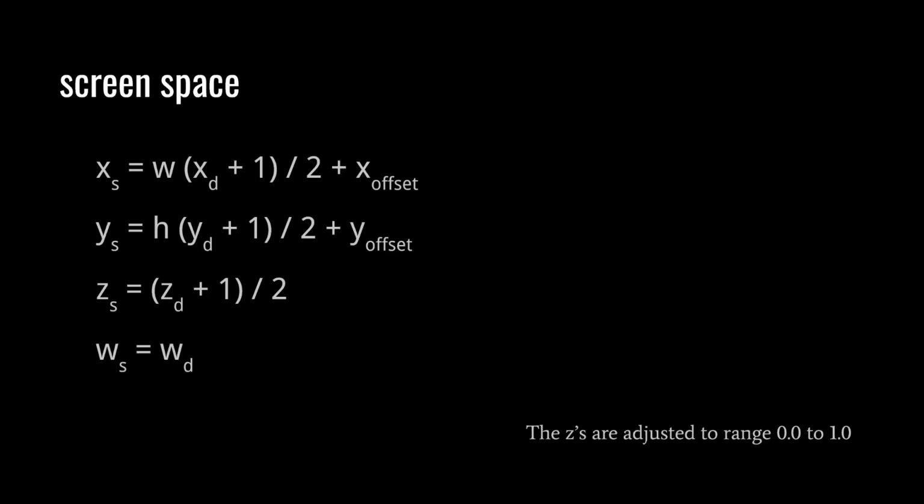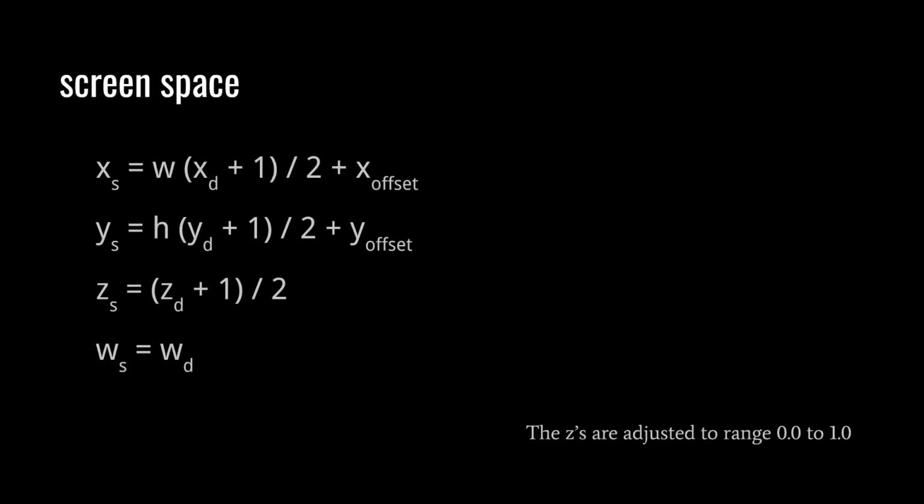The Z values, for reasons I don't understand, get translated into a range from 0 to 1. You add 1 to the Z value, then divide by 2, and now effectively they all lie in the range of 0 to 1. I don't know why this is done, but that's how it works. As for the X and Y values, these are scaled and translated according to how we have defined our viewport. Not to be confused with the view plane.